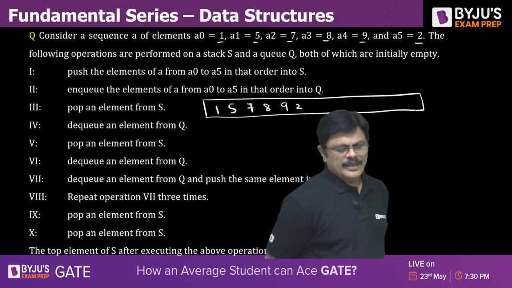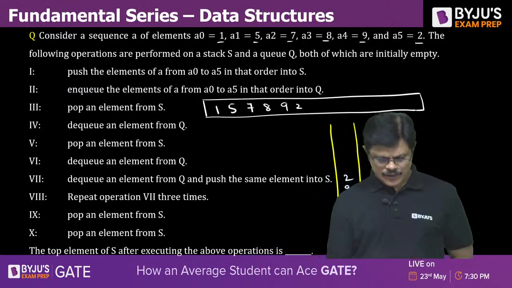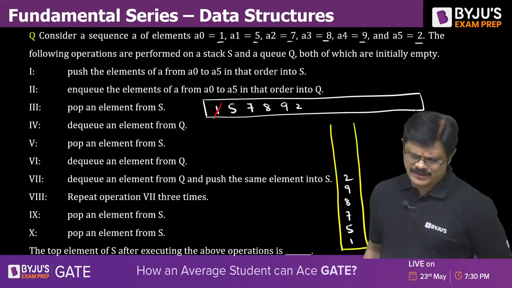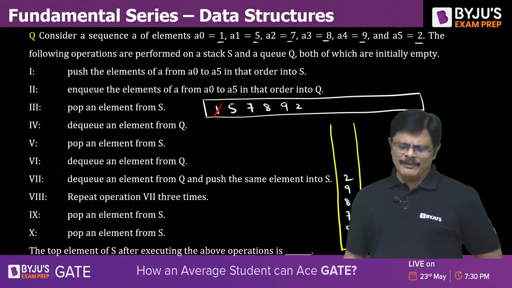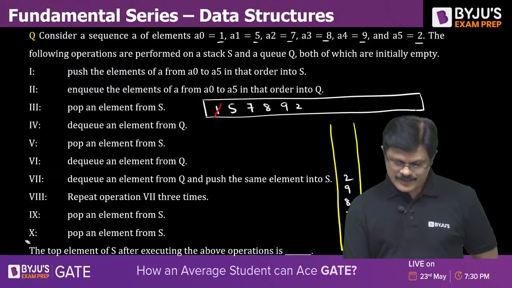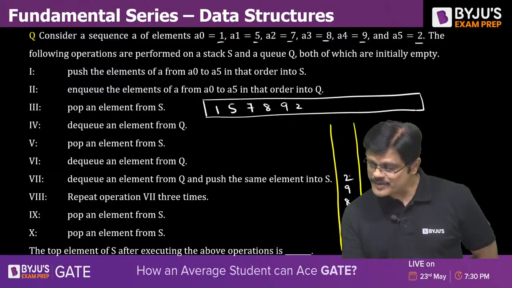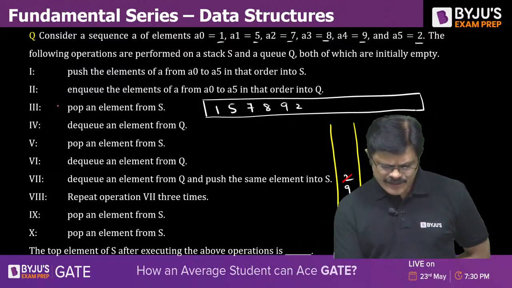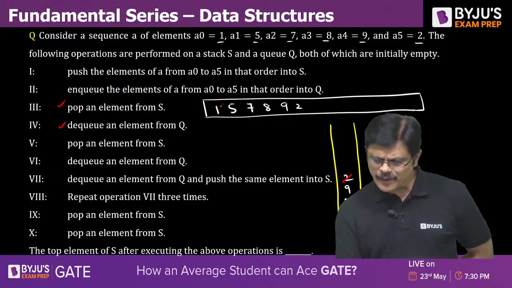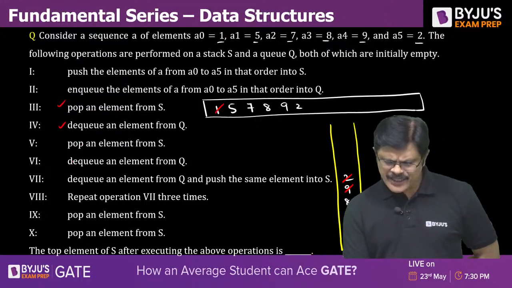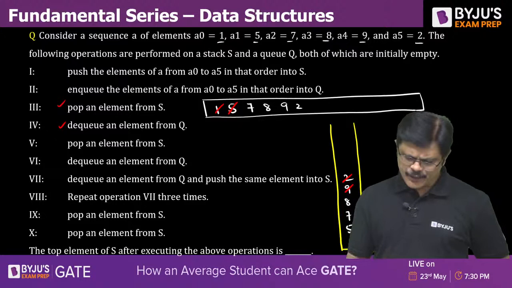Okay, fine. Pop an element from S. So we have to pop one element from S, my dear friend. So pop it. Then dequeue an element, sorry, what am I doing? Pop an element from the stack. Okay, this is done. Then dequeue an element from Q. Pop an element from S, 9 is popped. Dequeue an element from Q, dequeue it.